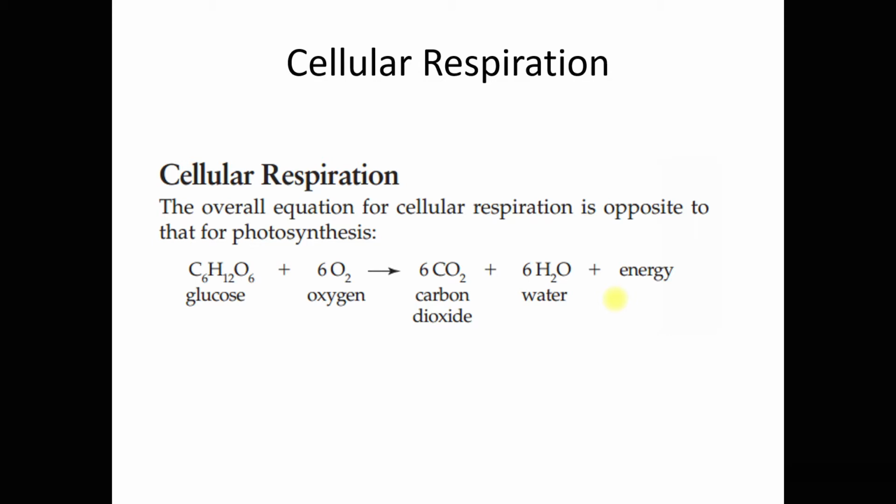Now, just to recall what you have learned in your secondary education, this is the overall equation for cellular respiration, which is quite the opposite of that for photosynthesis. We have one molecule of glucose with 6 molecules of oxygen. That will give you 6 molecules of carbon dioxide with 6 molecules of water and energy.